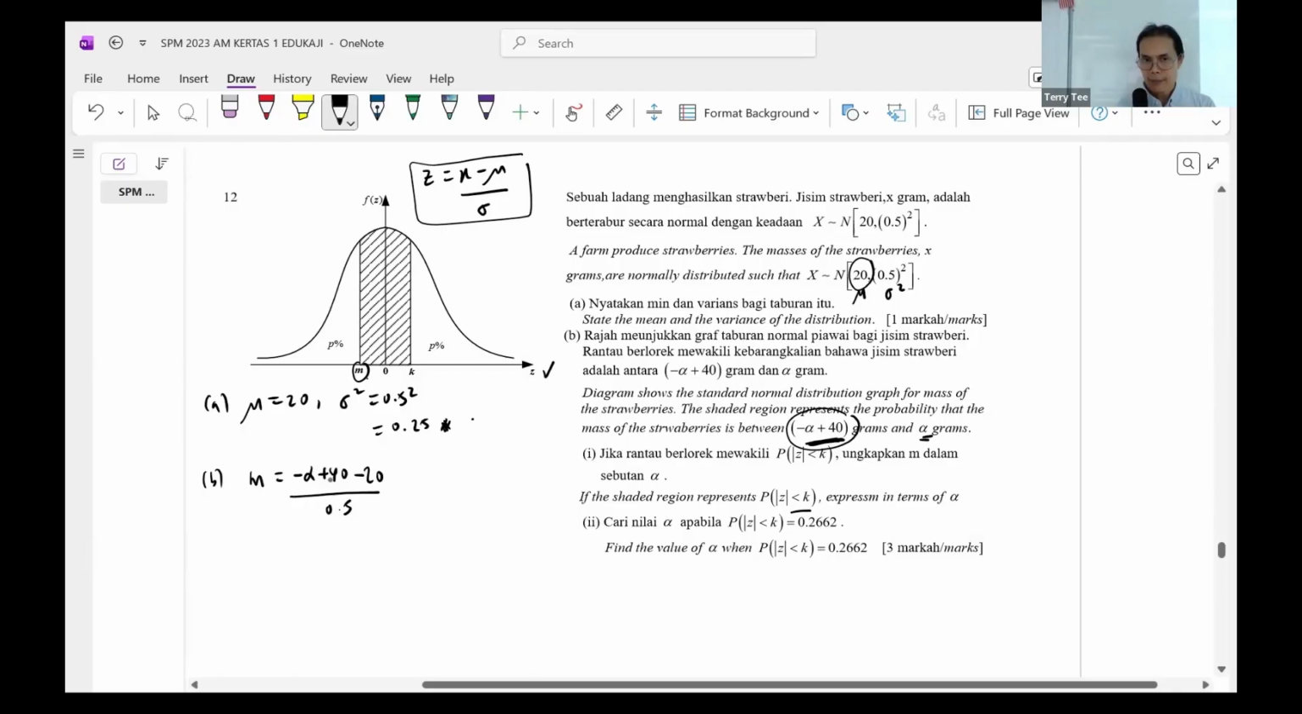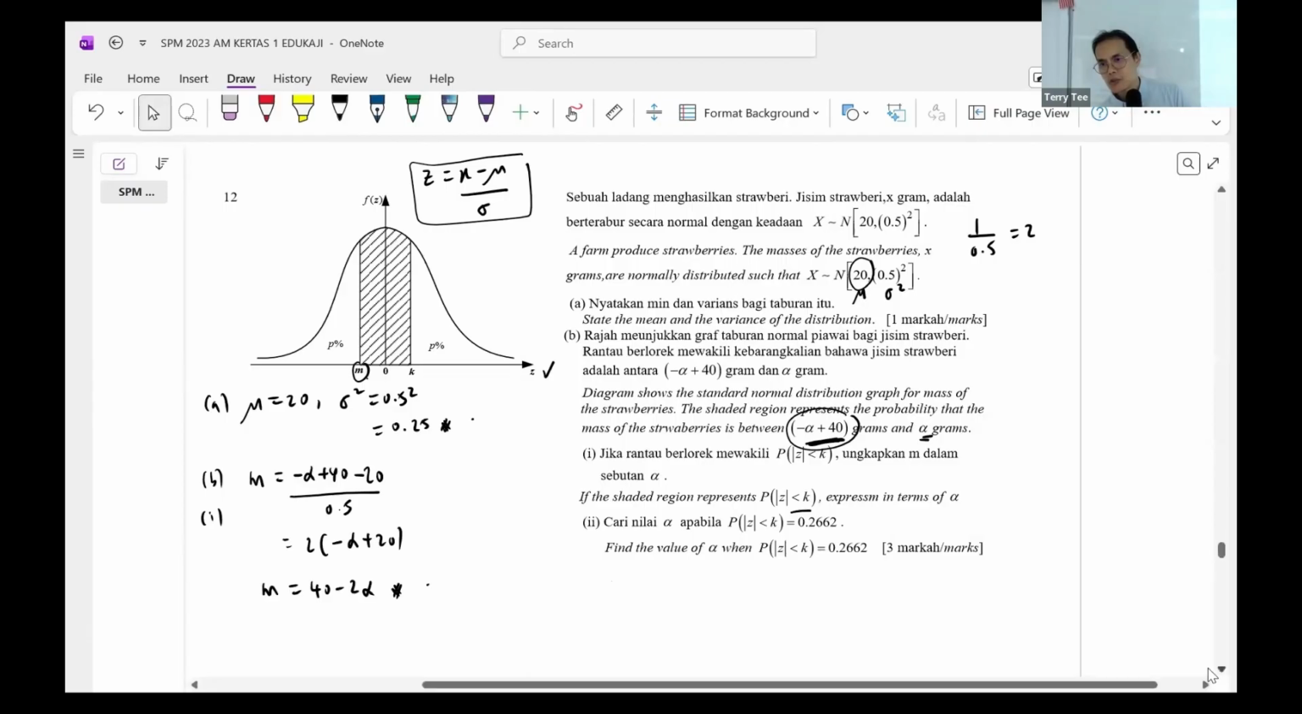Since you're finding M in terms of alpha, when you divide by 0.5, it's the same as times 2, right? 1 divided by 0.5 is just 2. So I put a 2 here. You still have minus alpha plus 20. You times inside the 2. M is 40 minus 2 alpha. Okay? Right. So this is B Roman 1. I got M in terms of alpha.